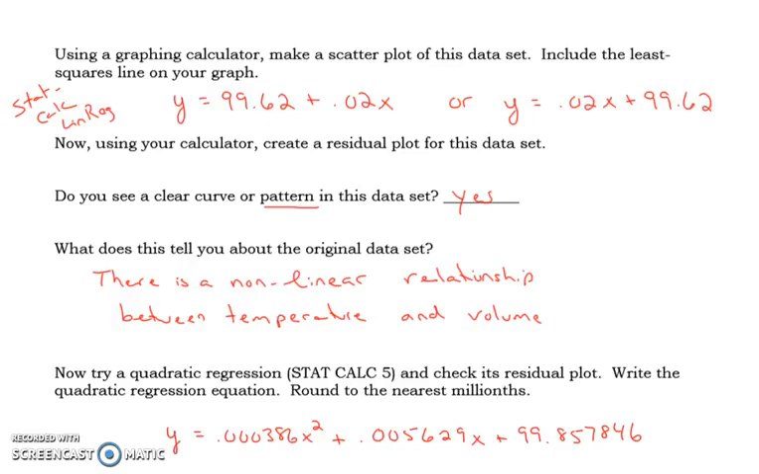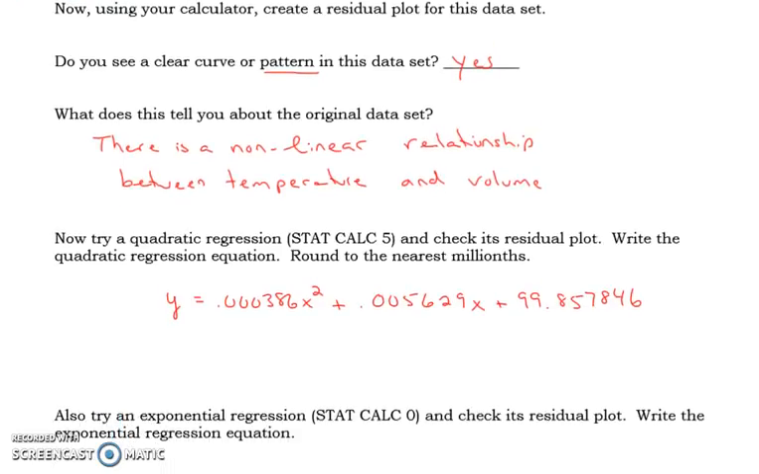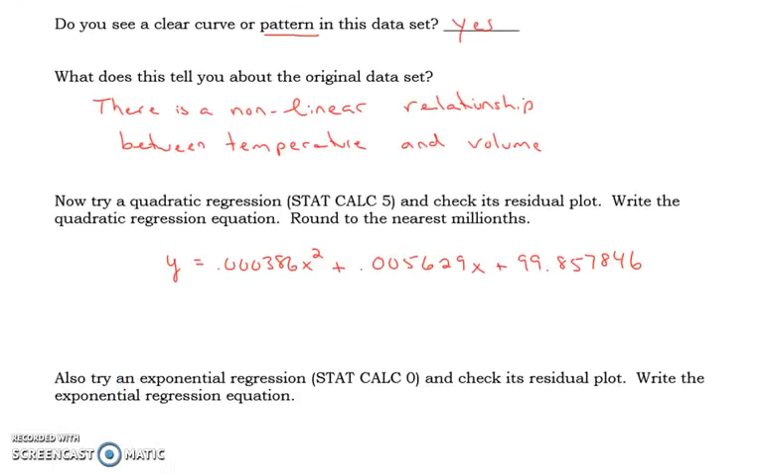So what does this tell me about the original data set? There is a nonlinear relationship between temperature and volume. In other words, there's not a constant rate of change between the volume and the temperature. So then the next one was quadratic regression. So this time you're doing QuadReg, and you'll get the equation y equals 0.000386x squared plus 0.005629x plus 99.857846. And this was STAT CALC QuadReg.